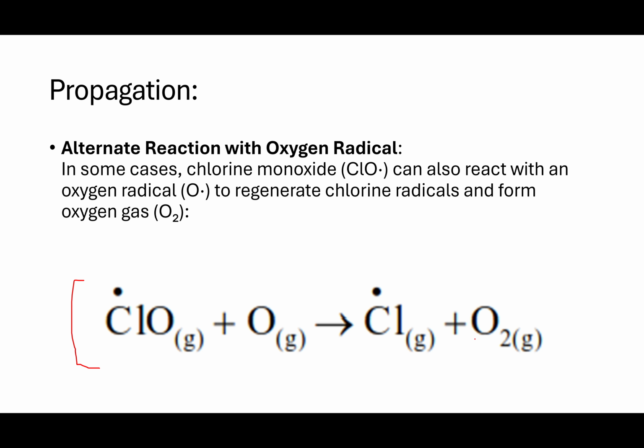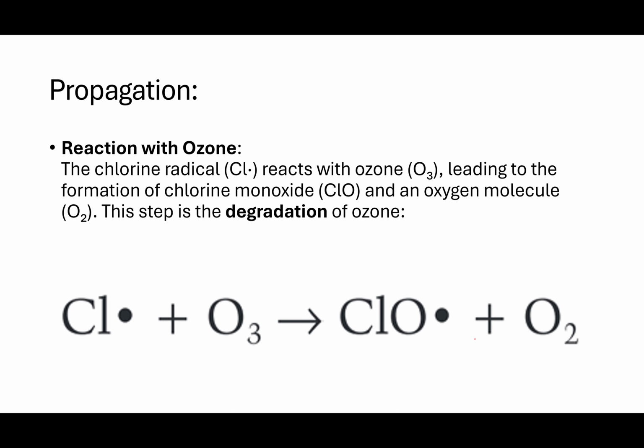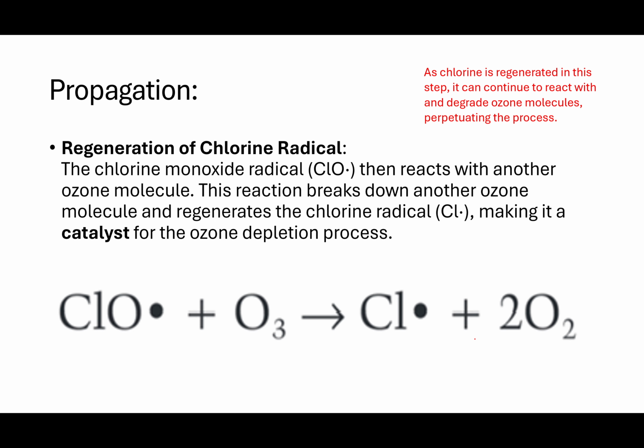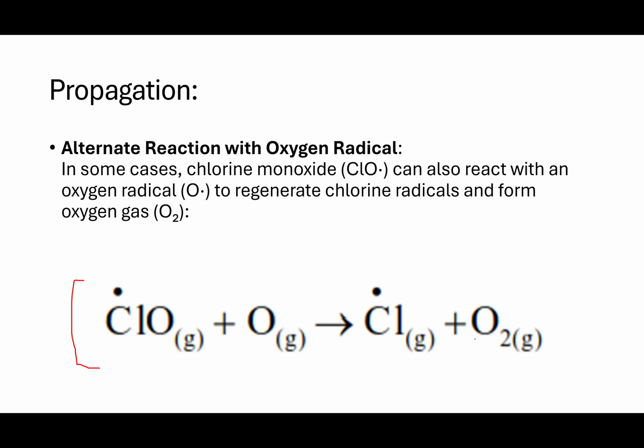Propagation involves a radical reacting with a stable species to give a radical and a stable species. We have three. We have the reaction of chlorine radical with the ozone. We have a reaction of the chlorine monoxide radical with ozone. And we have the reaction of the chlorine monoxide with oxygen by itself. Atomic oxygen. Not molecular oxygen, but atomic oxygen. Right? So we have three propagation steps being shown here.